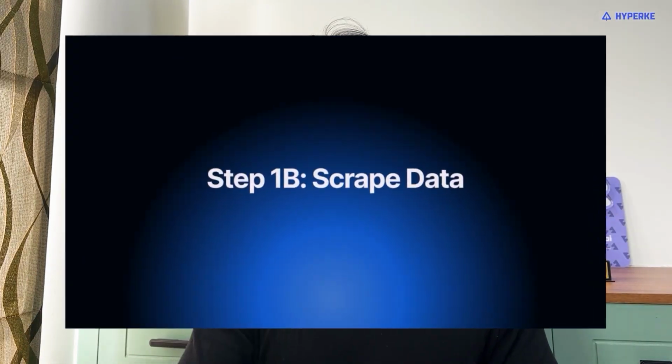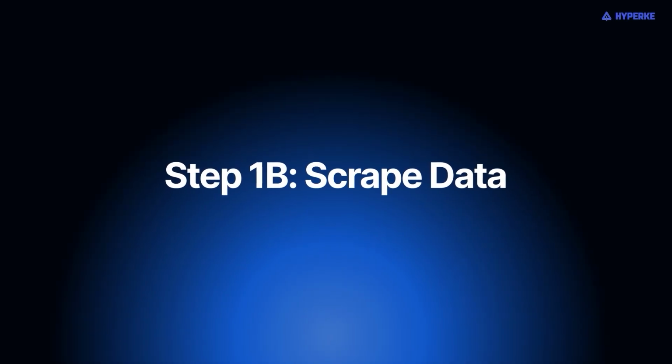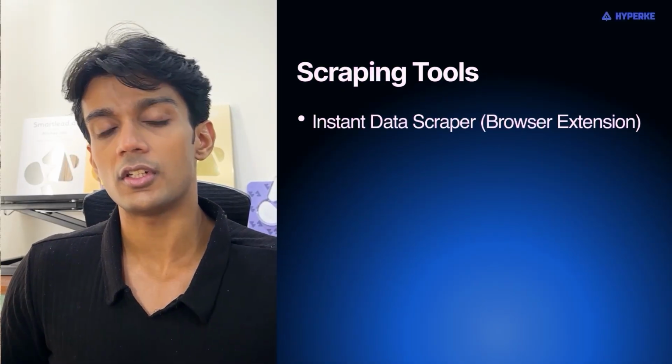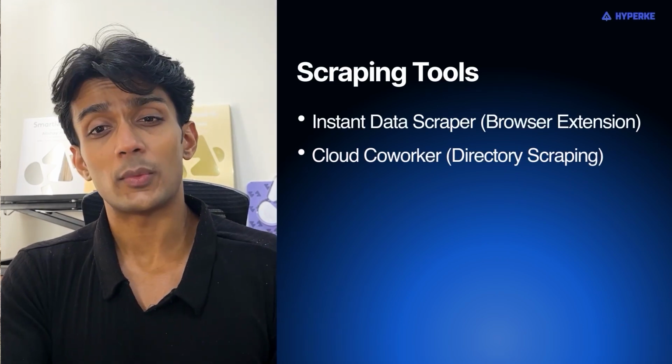Now let's move on to step 1B, which is once you identify the directory, now you need to scrape all of the people listed on that, all of the businesses inside that directory. Again, there's several ways to do it. We've built custom scrapers for hundreds of different directories, but you don't have to be that advanced. You can use tools like Instant Data Scraper, which is an extension, or you can use CloudCowork to collect all the information from a directory. Both of those are very viable options.